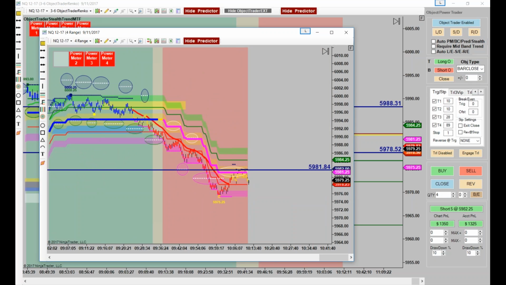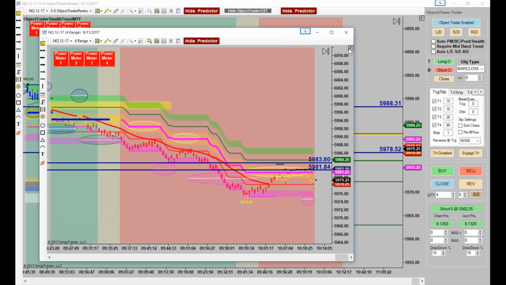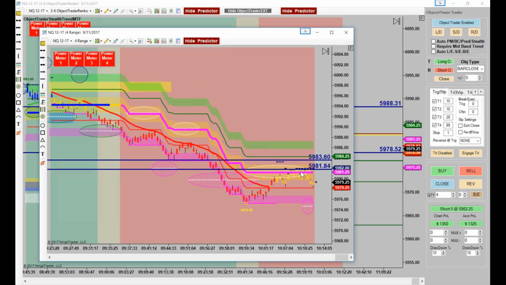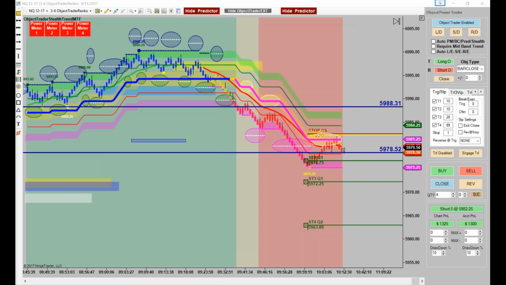Draw your line, right? See that little swing there? So if it hit that line right there, and especially being midband, wouldn't that have been a decent trade? Yes. So we actually took it, didn't we? And we'll see if it worked out. We'll fast forward it and see if this trade works. Looks like it's working to me.